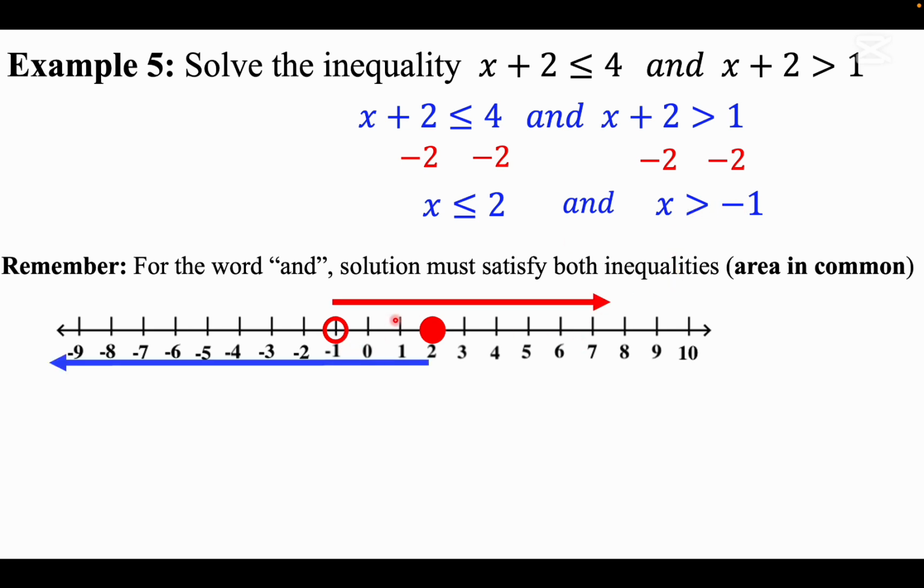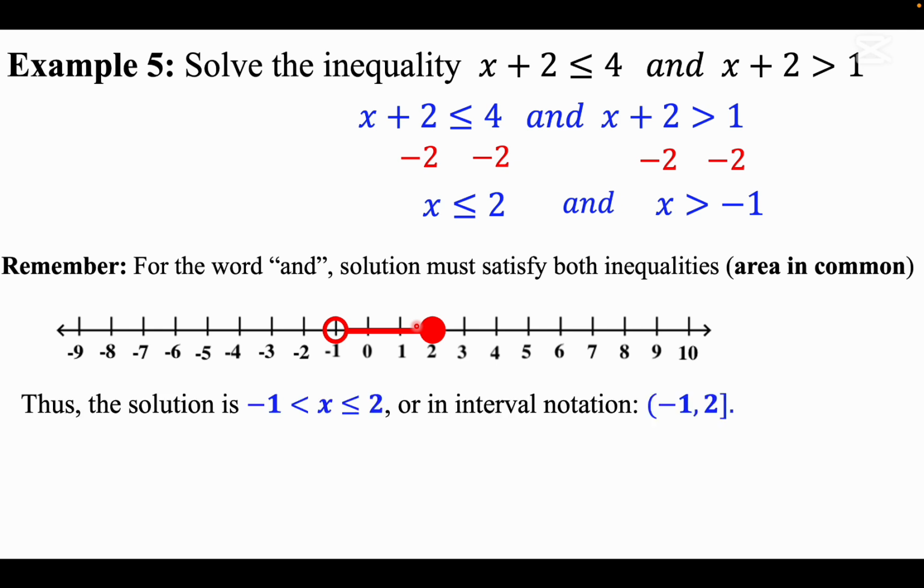Right? Bigger than negative 1, you're to the right. Less than 2, you're to the left. The area they have in common would be this area right here. That's where they overlap. So that means that middle portion would be their solution. So the graphical solution would look like this.